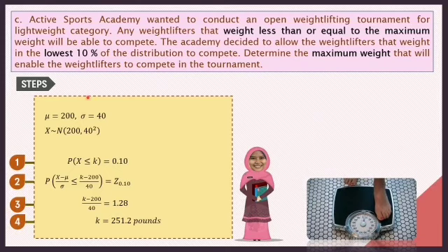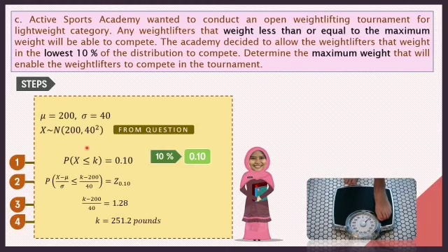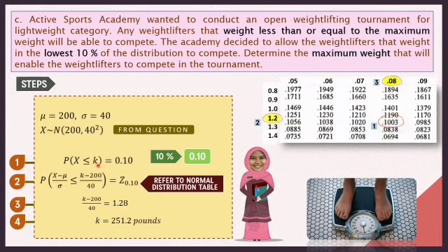So for this question, the solution will be a bit different from the two questions that I explained before. In this question, we have given the probability and we need to find the maximum weight needed for the value of x. We can assign the value of x with k for any letter that you want. From the question, we know that the probability of x less than or equal to k is 0.10, which is 10%. Next, we need to apply the formula z equal to x minus mean divided by standard deviation. Then we get k minus 200 divided by 40.